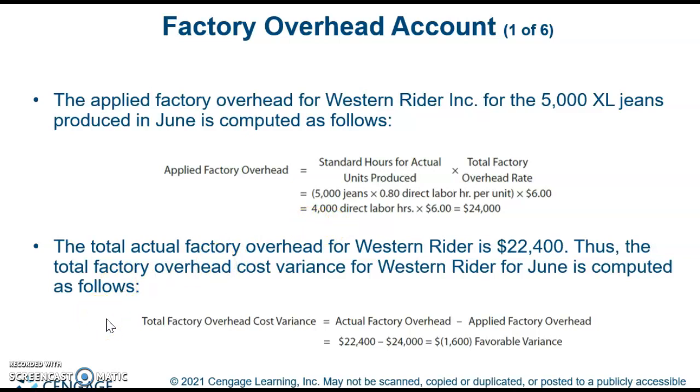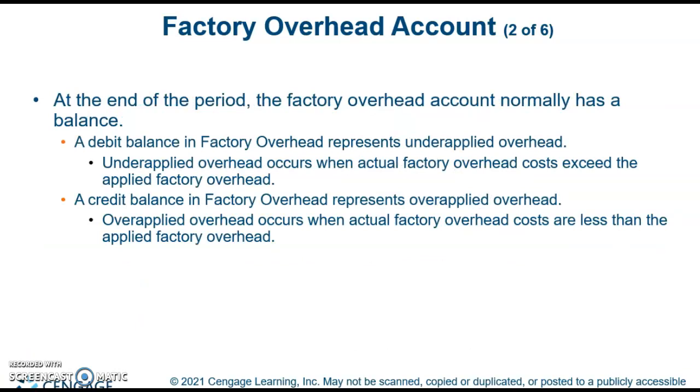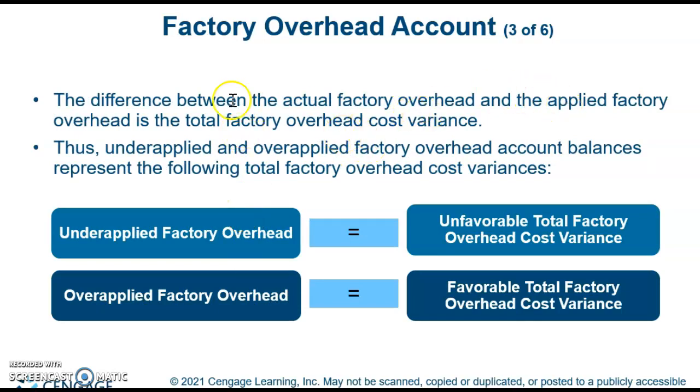And so at the end of this period, we still do the same thing we've always done. We need to close our factory overhead account. So if we were underapplied, that would mean the actual factory overhead costs are more than the applied factory overhead. And if we had the opposite, it would be overapplied. So the difference between the actual factory overhead and the applied factory overhead is the total factory overhead cost variance.